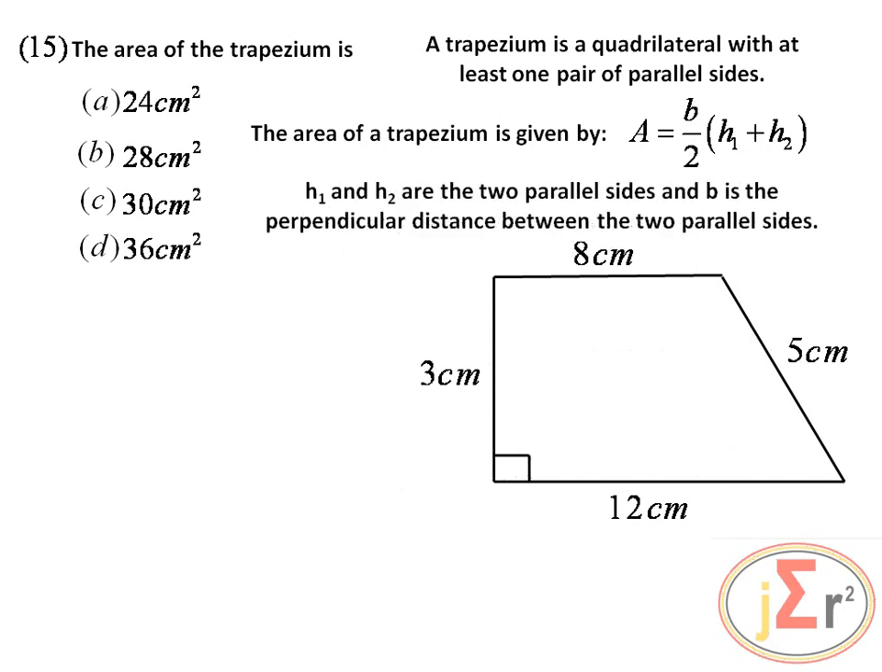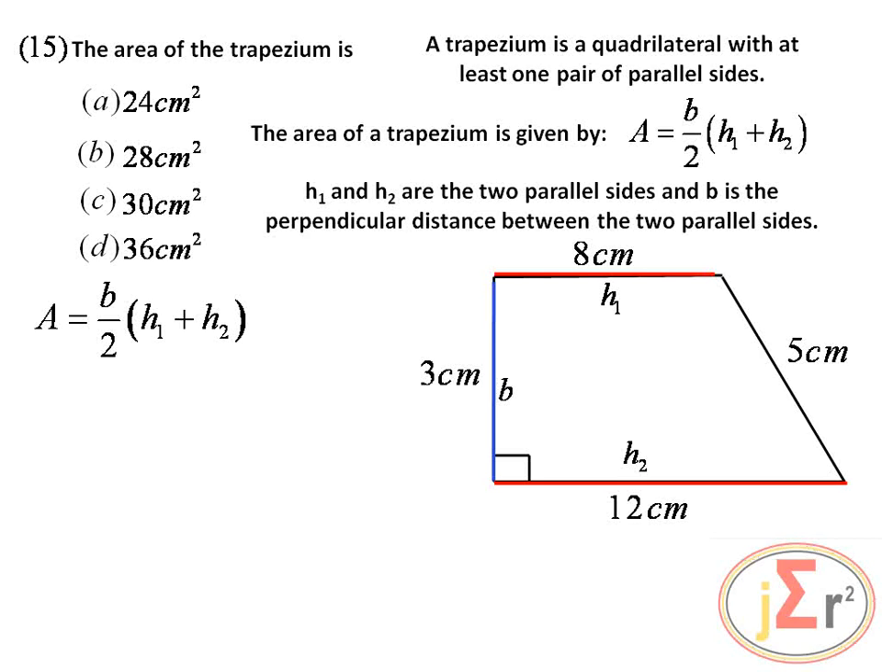So h1 and h2 are the two parallel sides. Does not matter what we have there, as long as they are the two parallel sides. And b is the perpendicular distance between the two parallel sides. So those are the two parallel sides, h1 and h2. The two parallel sides, 8 and 12, they are going to go inside here. And the perpendicular distance between the two parallel sides, b, will go right there.